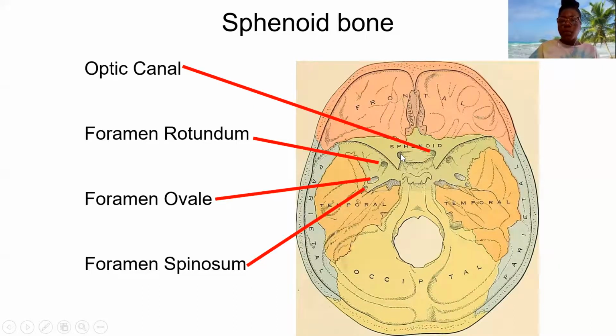Another way to associate the structure with its name is if you look at the shape of the opening itself. So the optic canal is going to be the most medial located opening. Then we've got foramen rotundum, and the word rotundum actually means round, and we can see this is a very rounded canal or opening. Then we have foramen ovale, and that is, again, an oval-shaped opening. And then finally, we have foramen spinosum, which is the smallest or tiniest opening, and it's going to be the most posterior and the most lateral of these four openings.